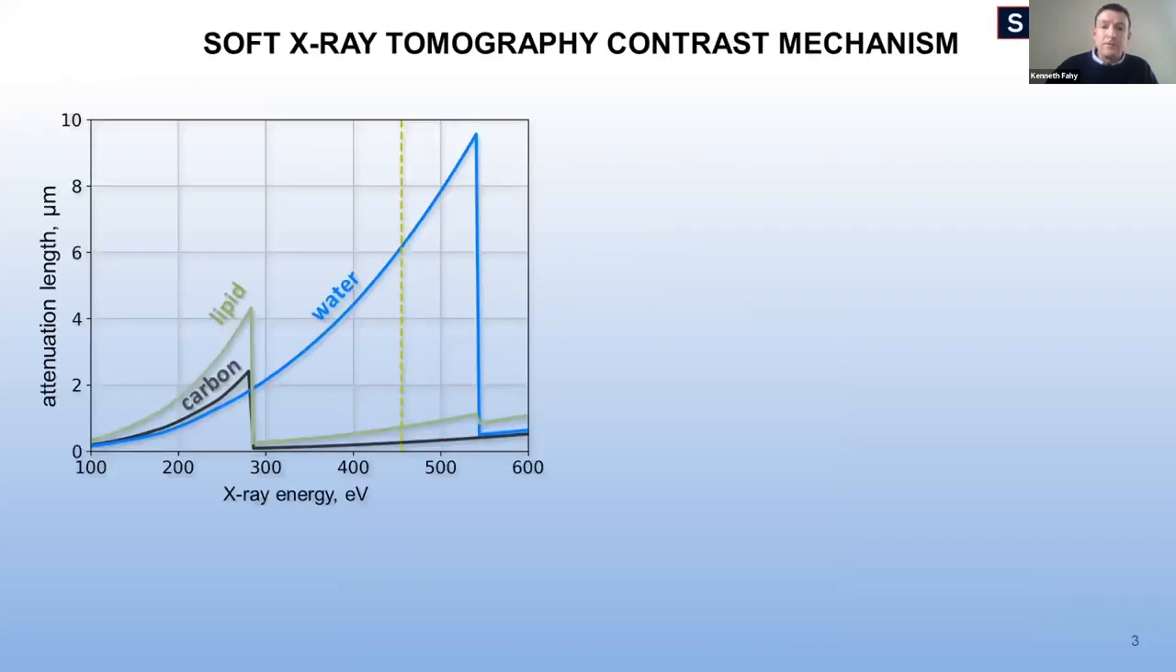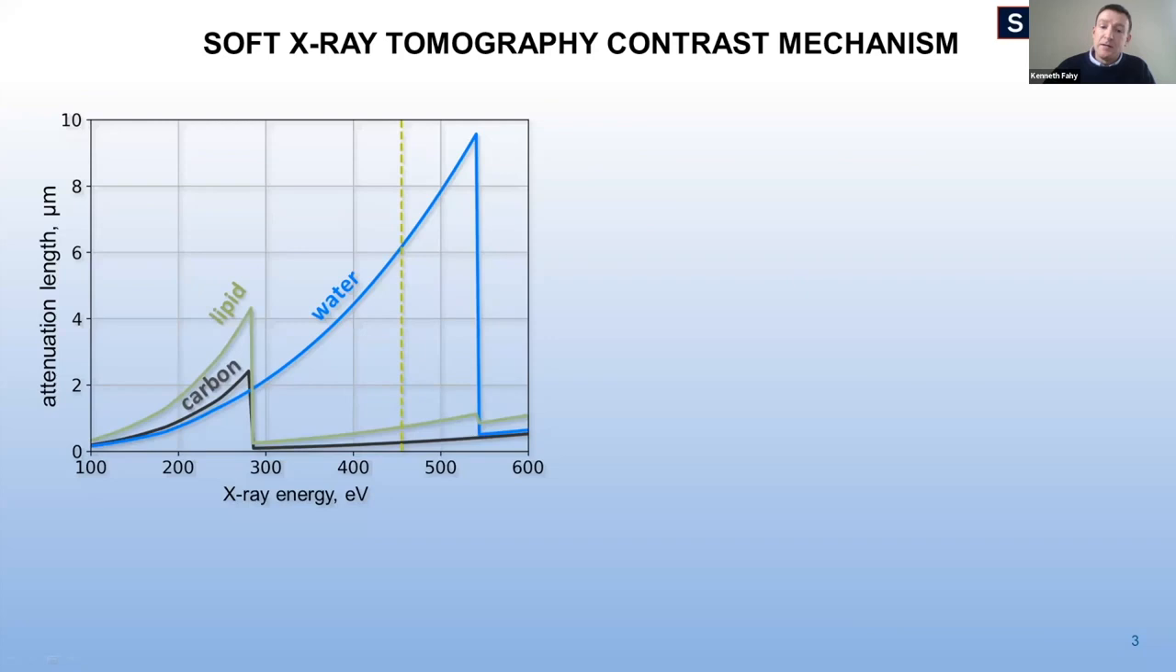So why use soft X-ray tomography? This graph here nicely encapsulates the reason. It's a graph of attenuation length as a function of X-ray energy. So you will see within a certain energy region between about 300 and 550 eV, there is a strong differential contrast between carbon and water. This region of the spectrum is the so-called water window. So basically the contrast in soft X-ray tomograms is entirely natural.